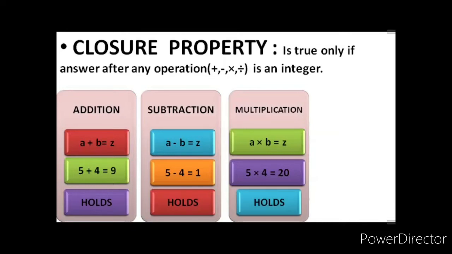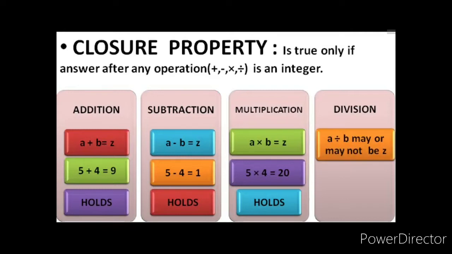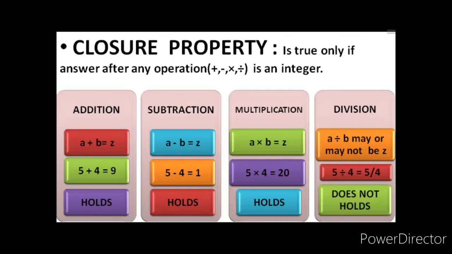But in case of division, a divided by b may or may not be z, that is, an integer. For example, 5 divided by 4 is equal to 5 by 4. Therefore, division does not hold the closure property. Thus, for integers, closure property is true for addition, subtraction, and multiplication.